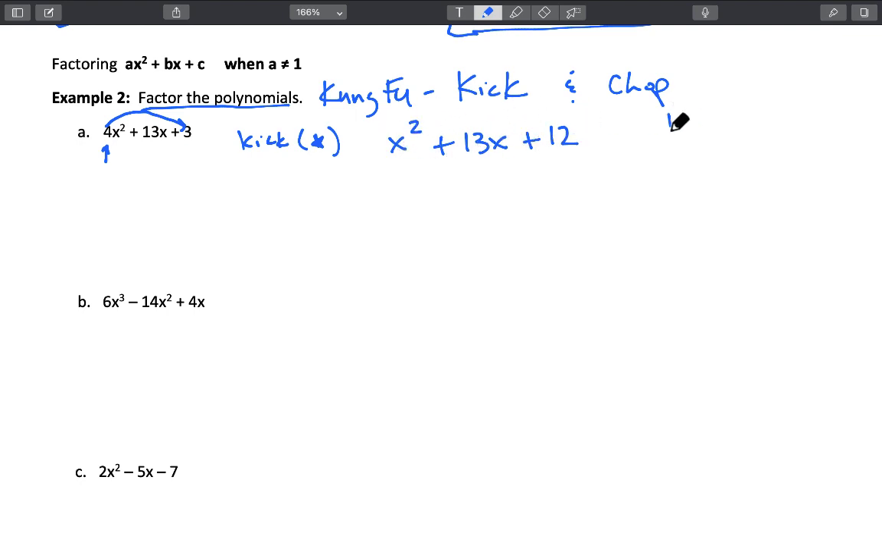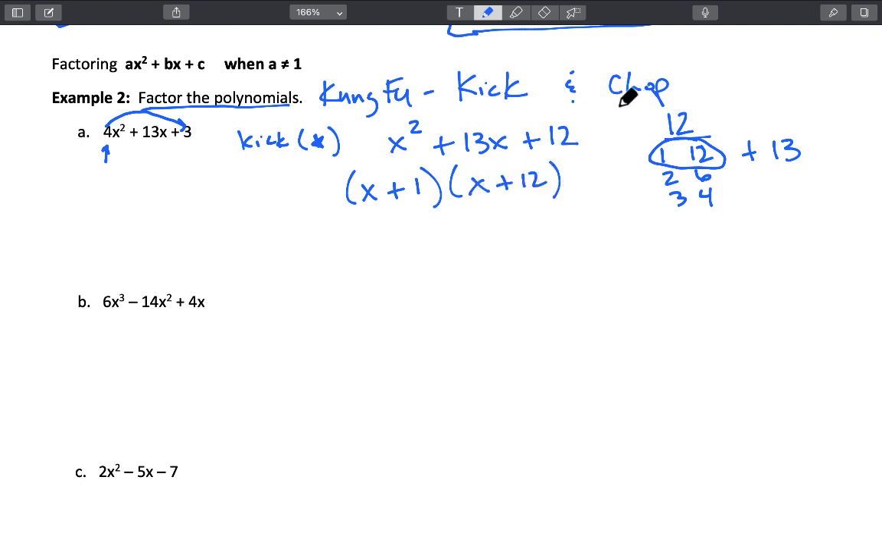All right, now I have a trinomial where my leading coefficient is 1. So I'm going to factor this the same way I did in the previous lesson, taking factors of 12 that combine to be positive 13. So I'm going to list that as 1 and 12, 2 and 6, or 3 and 4. Well, since both of these need to be positive, I know that 1 plus 12 is going to give me 13, and those are my two factors. So I'm going to write my factors as x plus 1 and x plus 12.